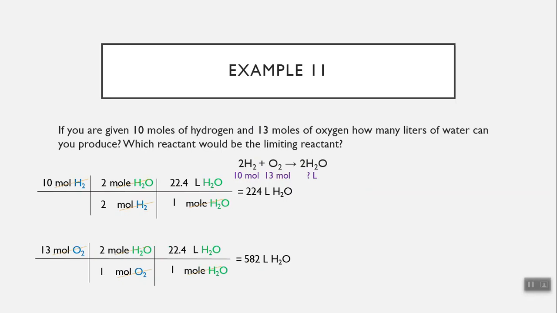So which answer tells us the final answer, how much water is actually produced? If you remember correctly, it's the smaller answer that tells us our final answer. So really 224 liters of water is produced, and so that tells us that what is the limiting reactant? That hydrogen is our limiting reactant, right? And what do we call oxygen? Just to go over the vocab words, oxygen is our excess reactant. All right, and that's it for gases.